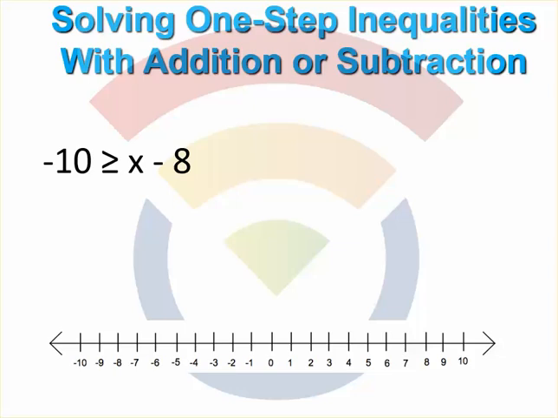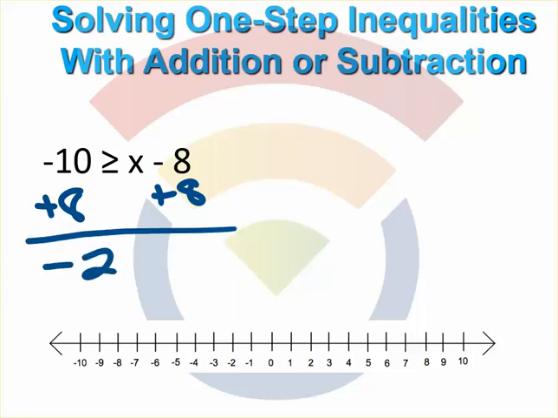Negative 10 is greater than or equal to x minus 8. I want to get x by itself, so I'm going to add 8 to both sides. Negative 10 plus 8 is negative 2. Negative 2 is greater than or equal to x.